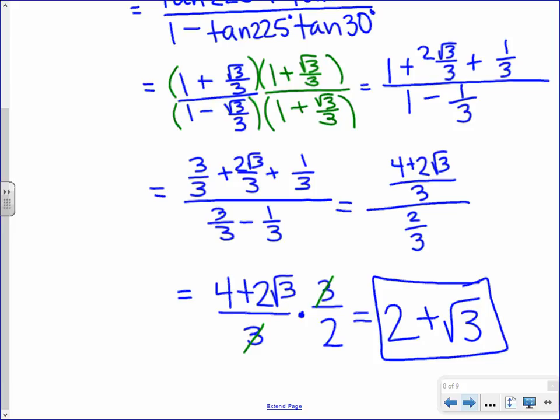It'll save you basically these two steps right here. You're still going to have to multiply by that conjugate, but it would save you those two steps.